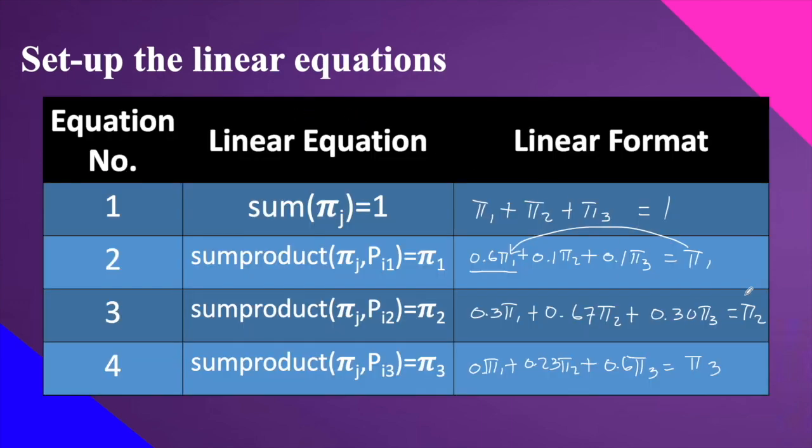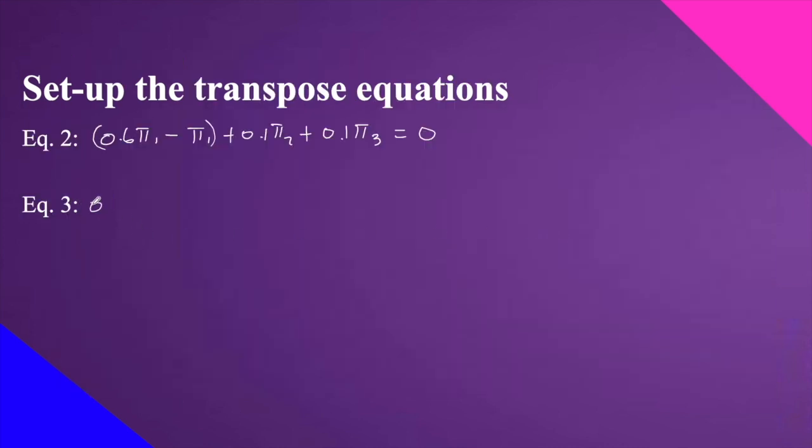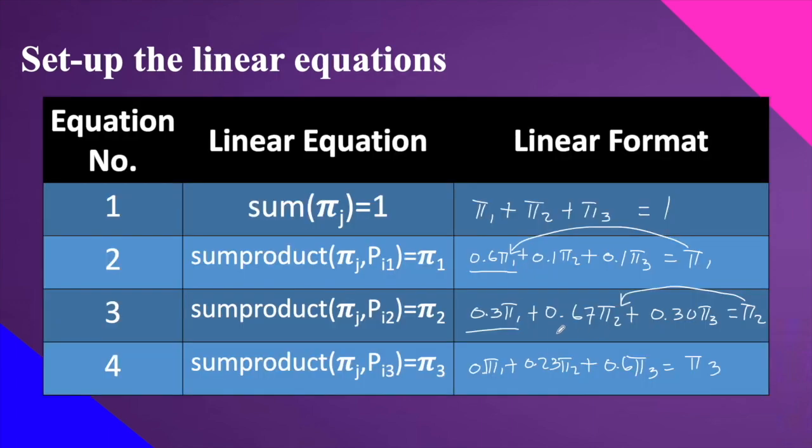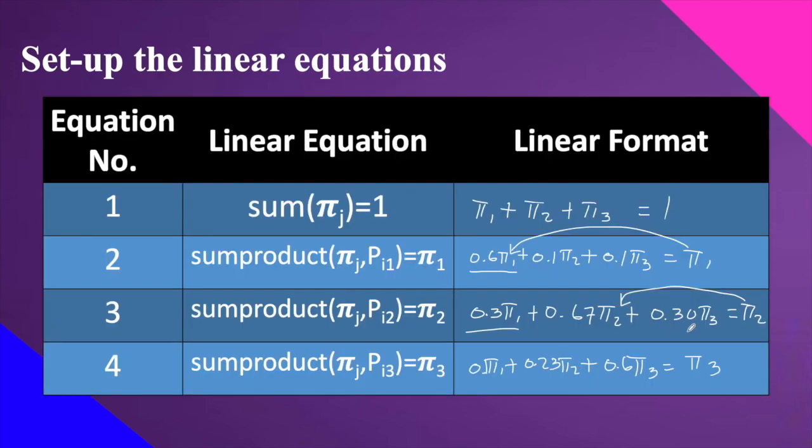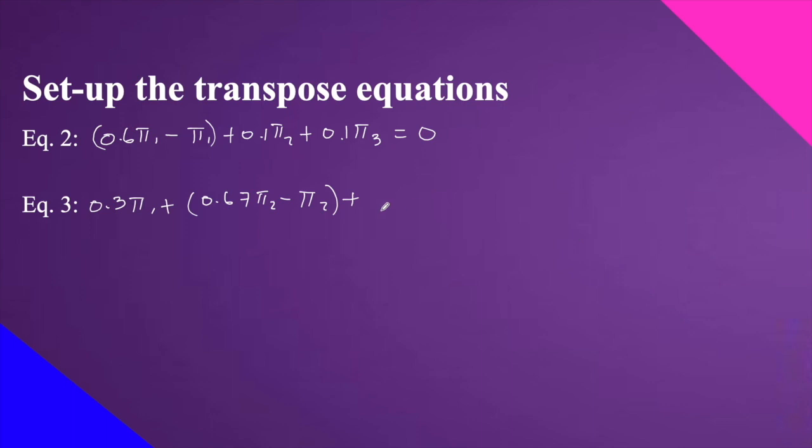For our third equation, itong pi sub 2, lipat po dito. So, copy ito. 0.3 pi sub 1 plus, lagay natin to, 0.67 pi sub 2 minus pi sub 2. Nailipat na, no? Plus, yung natira natin, we have 0.30 pi sub 3. So, we have here 0.30 pi sub 3 equivalent to 0. That will be our third equation.